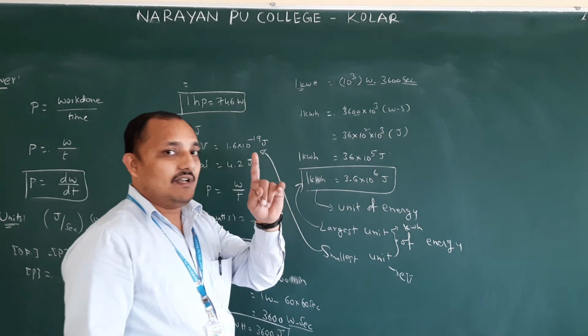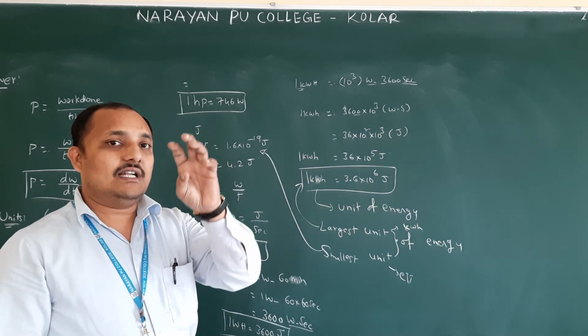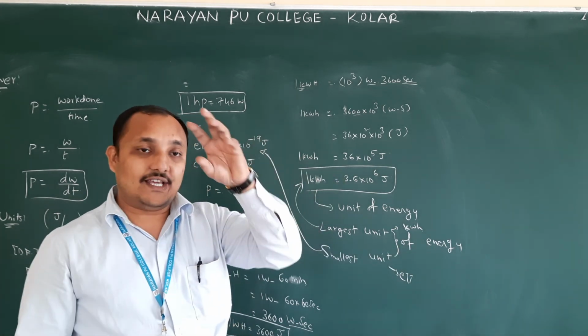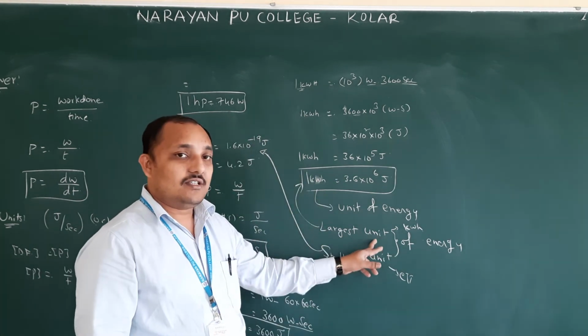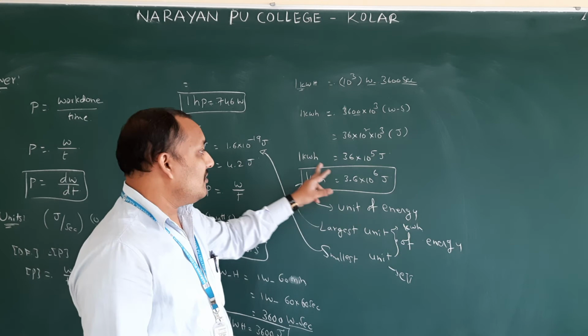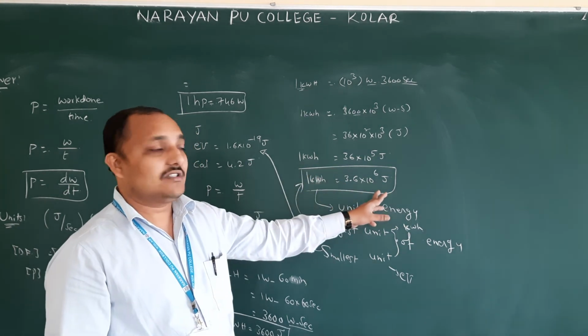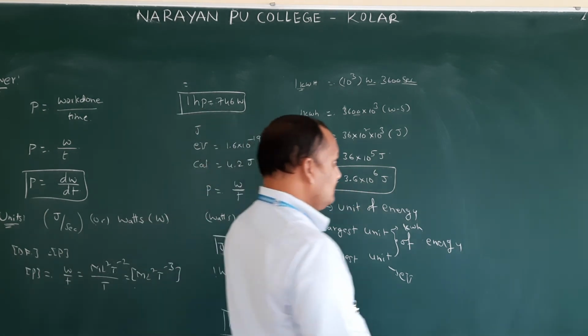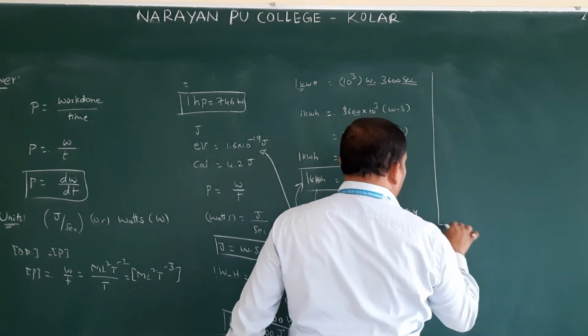In one more question they will ask: what is the largest unit and smallest unit of energy? Smallest unit is electron volt. Largest unit is kilowatt hour. And 1 kilowatt hour equal to how many joules, they will also ask. So at the time, you can take this value. You have to remember.